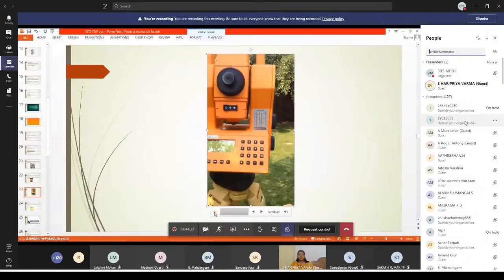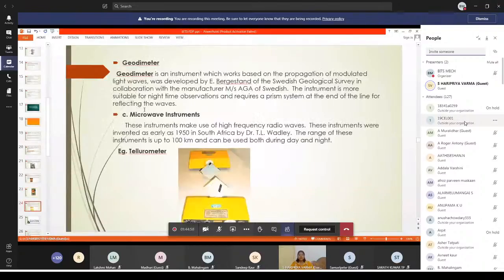So, geometer is an instrument which replaces the chain and makes our work very easy in taking measurements and calculating the length on the Earth's surface. Geometer is an instrument which works based on the propagation of modulated light waves. Geometer was developed by E.